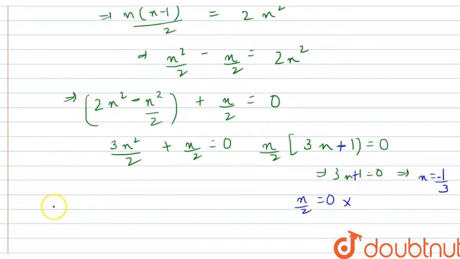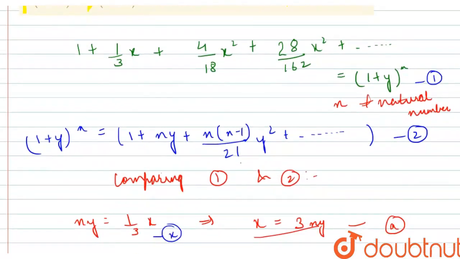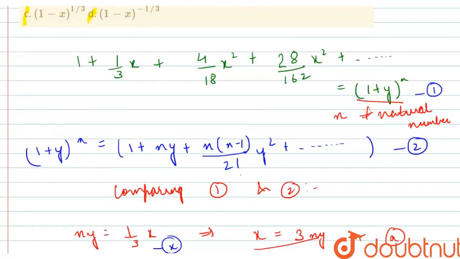So it means ny is equal to 1 by 3x. So it implies I'm using the value of n equal to minus 1 by 3. So it would be minus y by 3 is equal to x by 3. 3 cancels with 3. So what we are left with? We are left with x is equal to minus y, right? Now I will use these values. The one is n equal to minus 1 by 3 and the second is x equal to minus y in this equation, that is 1 plus y to the power n.